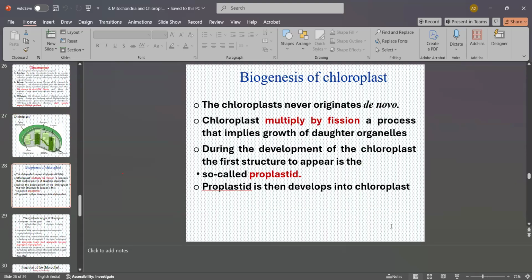Then biogenesis of chloroplast. The chloroplast never originates de novo. The chloroplast multiplies by fission, a process of multiplying growth of the daughter organelles. During the development of the chloroplast, the first structure to appear is the so-called proplastid. The proplastids develop into mitochondria or chloroplast. Proplastid then develops into the chloroplast. This is the biogenesis of chloroplast.